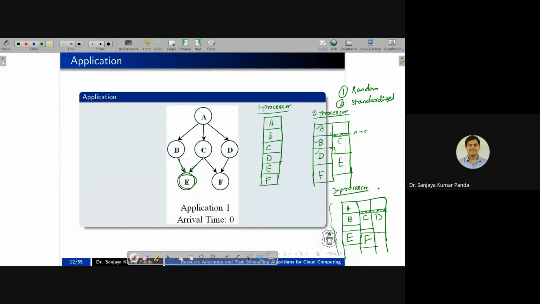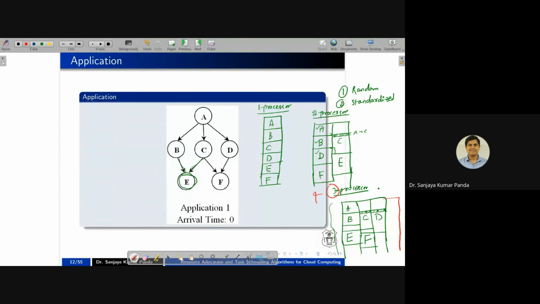But if I go for a four processor system, do you think the performance is going to improve? Let me add a processor here. I am assuming that this is the fourth processor. So I am adding a fourth processor. Do you think the process execution time is going to be reduced? Yes or no? Obviously no, right? It is not possible.